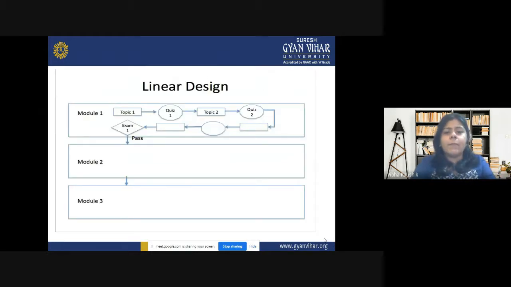Now, it's a linear plan or a linear design. First, we have to divide the content into small frames. The first one is module 1, means topic 1 will be divided into small frames, and after topic 1, there will be a quiz 1, topic 2 there will be a quiz 2, and in the same way, as the topics increase the quizzes increase, and in the end the student has to pass the exam first and then only he can move to the second module.